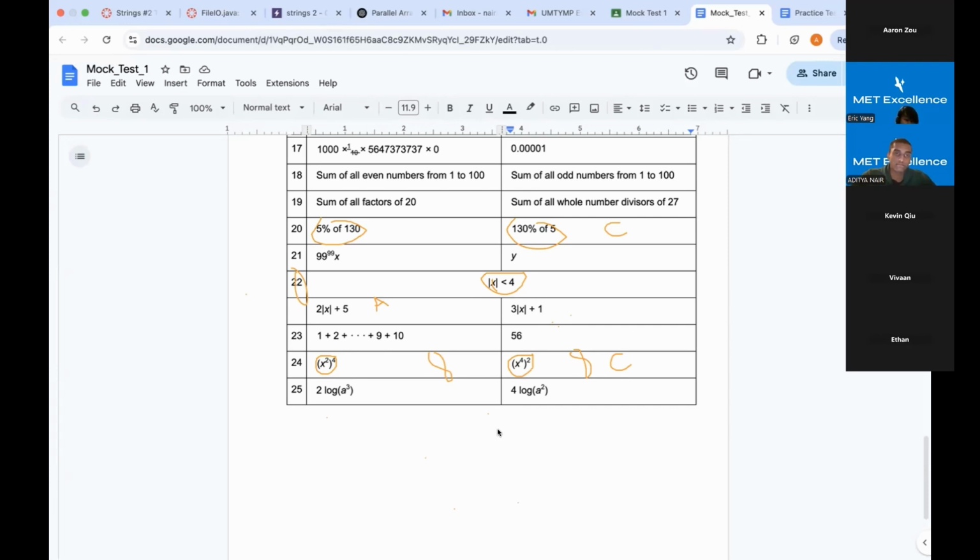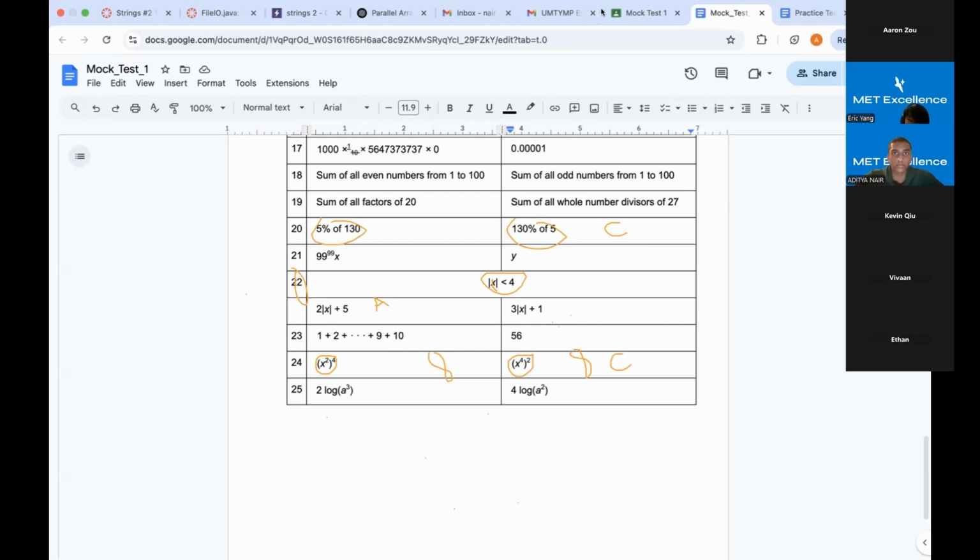Column 1 and column 2, either one can be greater than the other in certain scenarios, but also they can be equal to each other when a is equal to 1. Because when a is equal to 1, 1 squared is also 1, and 1 cubed is also 1. So the logarithm of 1 is always 0, and they're both equal to each other. So the correct answer is D for 25.